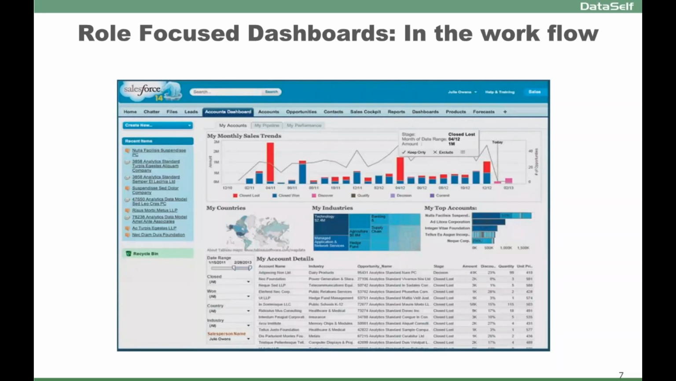They are inside of their account page or their opportunity page. That will make it much more likely that a lot more of them will look at these KPIs as they go through their daily activities. So putting reports in the workflow will help user traction a lot.